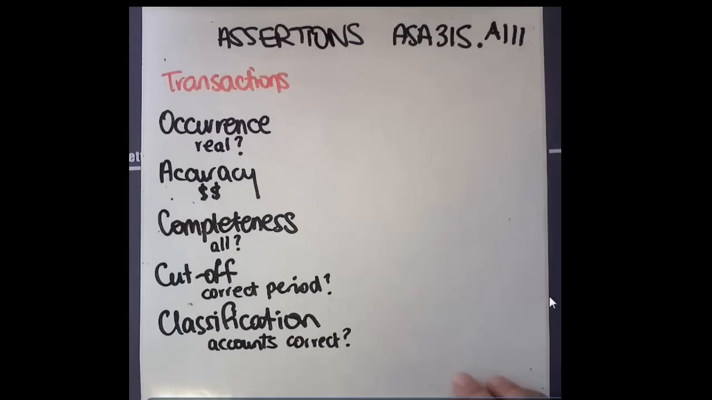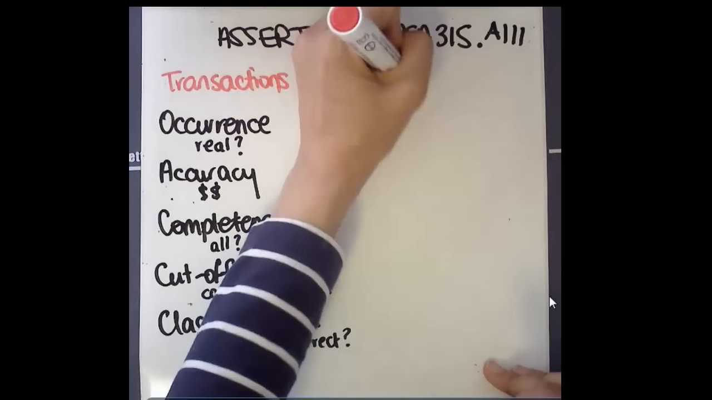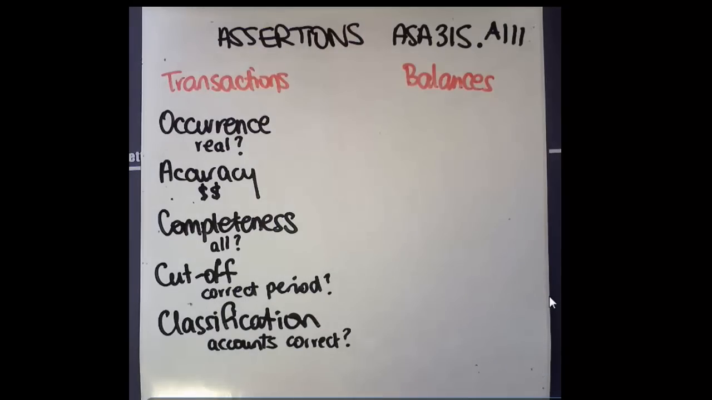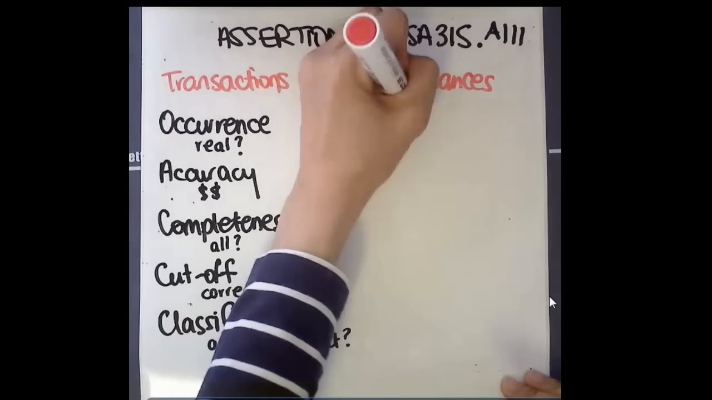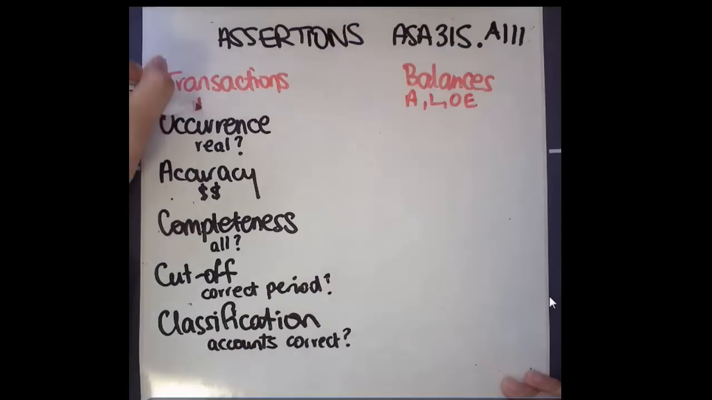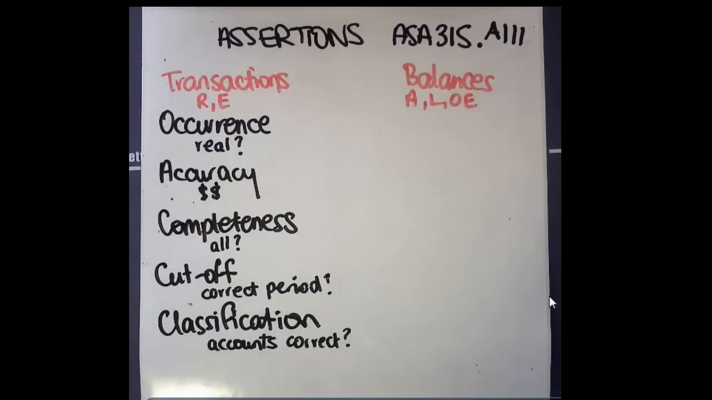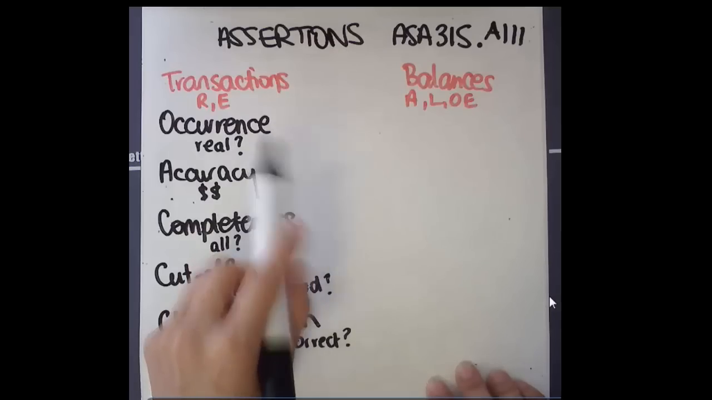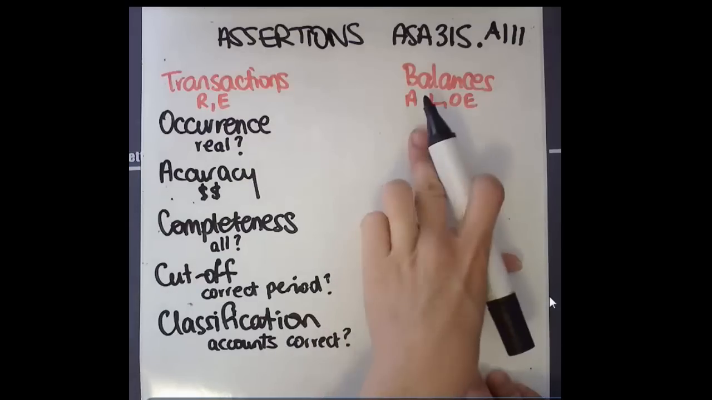So that's transactions. Then I've also got balances. All right, and so my balances applies specifically to my balance sheet items. So my balance sheet items are assets, liabilities, and owner's equity. My transactions, of course, are my revenues and my expenses. Now, I'm going to talk about the assertions that are similar first. So the first assertion we're going to talk about for balances is similar to the idea of, did our transactions really happen? And I'm going to ask, are my assets, liabilities, and owner's equity real?